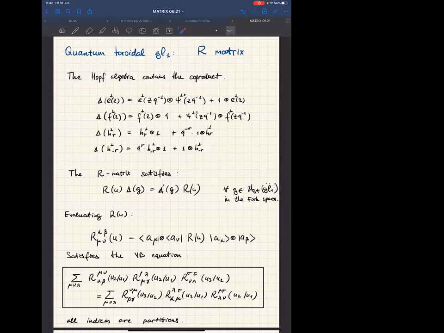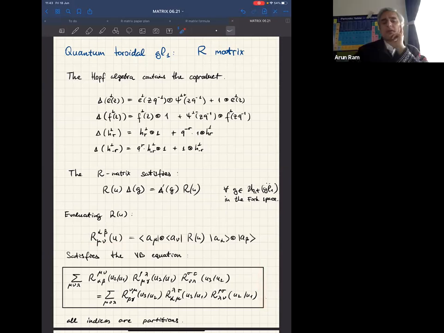So this is the task: to solve this equation and understand what this R-matrix is. After this, we can evaluate this R-matrix, and the most interesting evaluation is in the basis of Heisenberg in the Fock space. This evaluation gives the matrix elements that are defined over here. And these matrix elements satisfy the Yang-Baxter equation. And that gives the model.